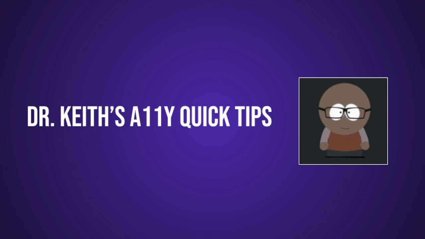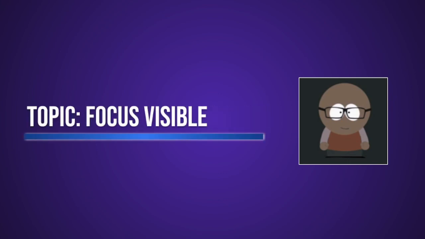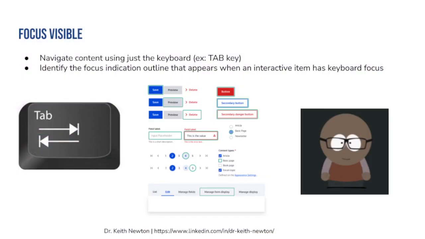Today on Accessibility Quick Tips, we are going to learn the concept of Focus Visible. Now, what is Focus Visible and what does it mean for our accessibility testing? Two things. The very first thing is that we are going to navigate web content using just the keyboard. Specifically, we're using only the tab key. The next thing that we're going to do is identify focus indication.